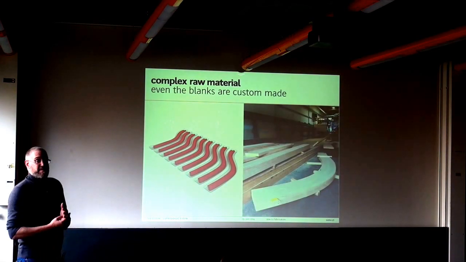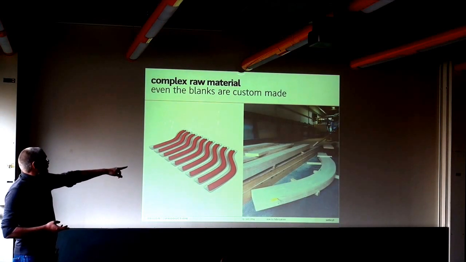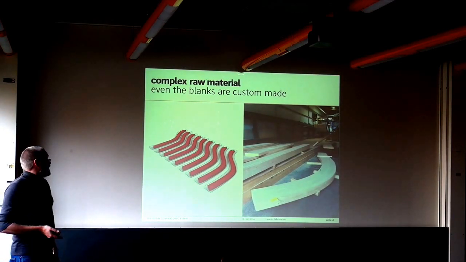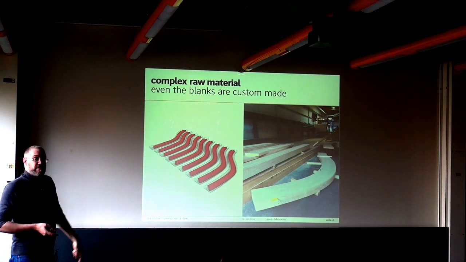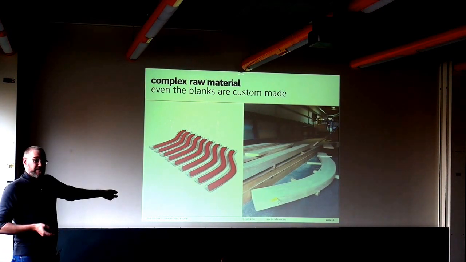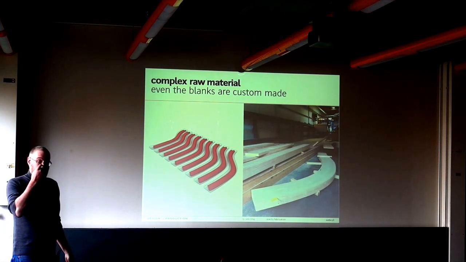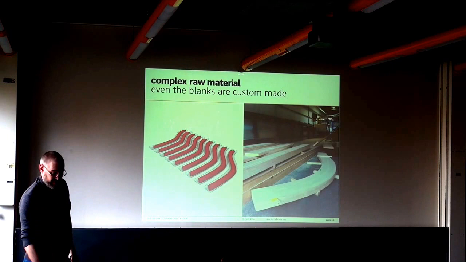Even the raw material is a bit complex because those curvy beams, this is not the final beam, this is the raw material in a way, where those beams are cut out of. That has to be ordered 4 weeks in advance because it has to be laminated first to actually start the machine before you can do anything.